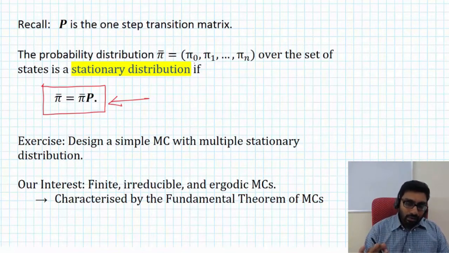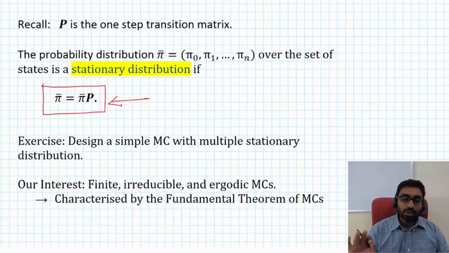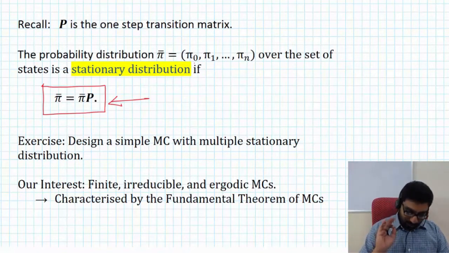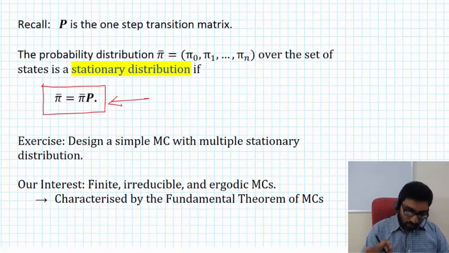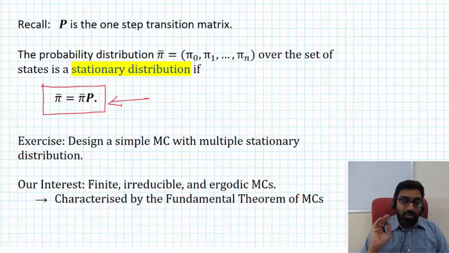And even if it means that you need to pause for a few minutes, please do that. But think about it carefully and design a Markov chain with multiple stationary distributions. Eventually our interest is going to be finite, irreducible, and ergodic Markov chains, but don't worry about that. You just need to design a Markov chain that has multiple stationary distributions.